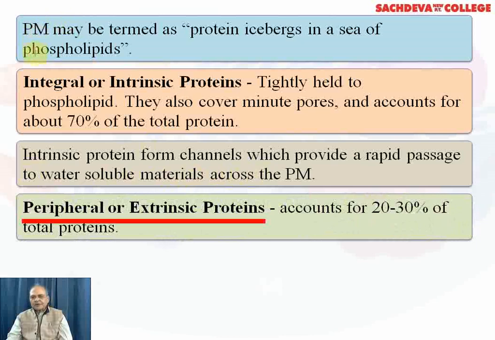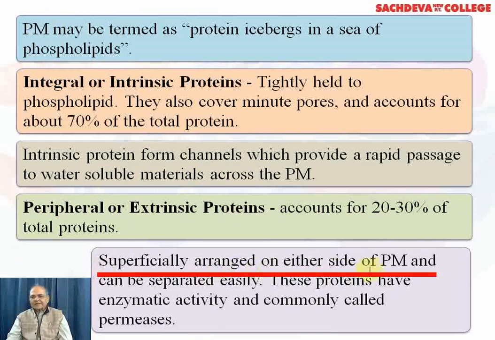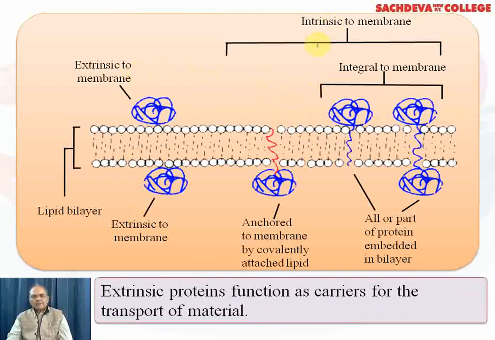Peripheral or extrinsic proteins account for about 20 to 30% of the total proteins. They are superficially arranged on either side of the plasma membrane and can be separated easily. These proteins have enzymatic activity and are commonly called permeases. You can see both types of proteins here, extrinsic proteins and intrinsic or integral membrane proteins. Extrinsic proteins function as carriers for the transport of materials.